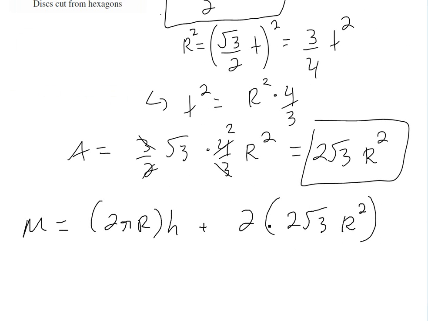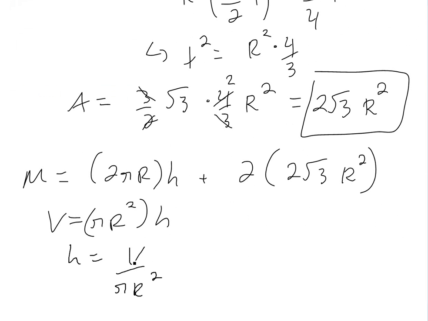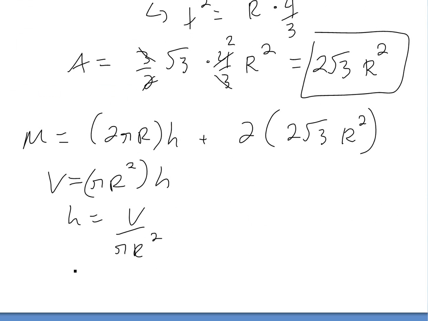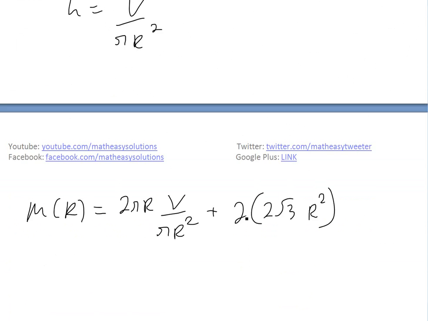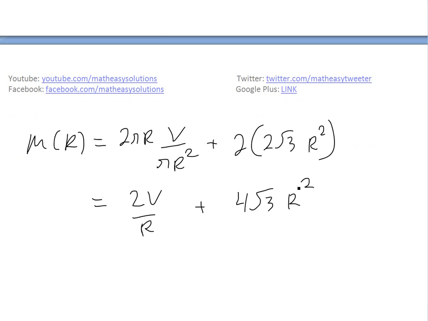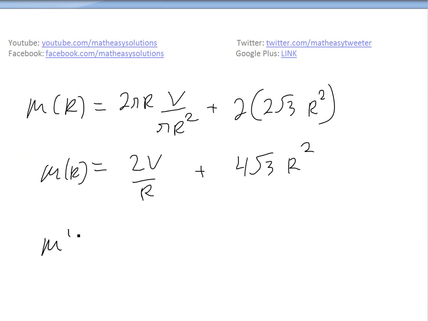Basically the area of a cylinder, this is the sides, plus 2 times the area of a hexagon here. And remember again, for the volume, it's pi r squared times h. Rearrange it to get this for h, so we can get m in terms of r and take the derivative. So m of r is going to equal this. This is h here. Let's simplify this, and we're going to get 2v over r plus 4 square root 3 r squared. This is m of r, so again we take the derivative.